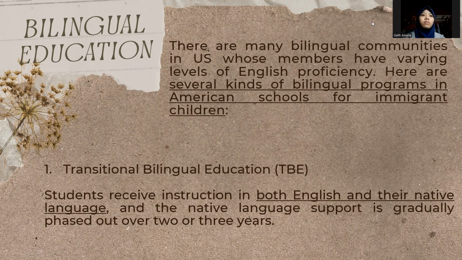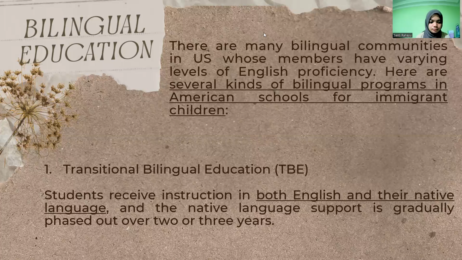And the next is bilingual education. There are many bilingual communities in the US whose members have varying levels of English proficiency. Here are several kinds of bilingual programs in American schools for immigrant children. The first one is Transitional Bilingual Education, or TBE. Students receive instruction in both English and their native language, and the native language support is gradually phased out over 2 or 3 years.